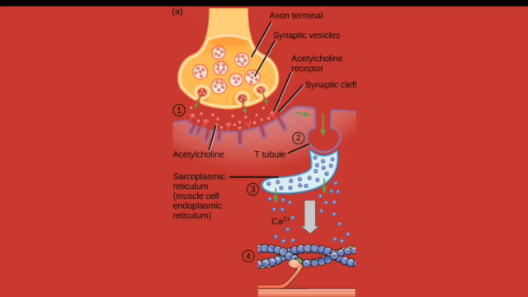Within the axon terminal of the motor neuron, there are vesicles containing the neurotransmitter acetylcholine. When the action potential reaches the end of the axon, some of these vesicles are released into the synaptic cleft. Acetylcholine rapidly diffuses across the synaptic cleft and binds to specific acetylcholine receptors in the muscle fiber membrane. As a result, ligand-gated or chemically gated ion channels open sodium-potassium channels.